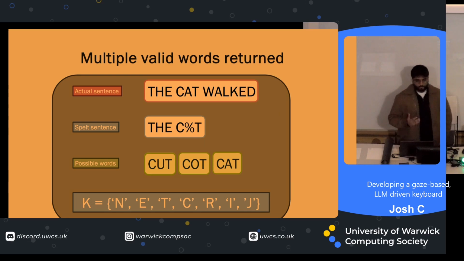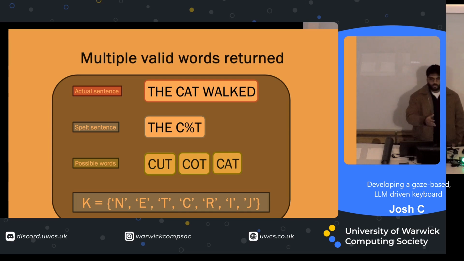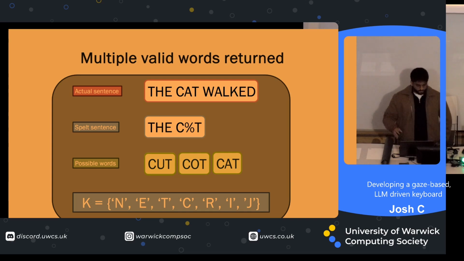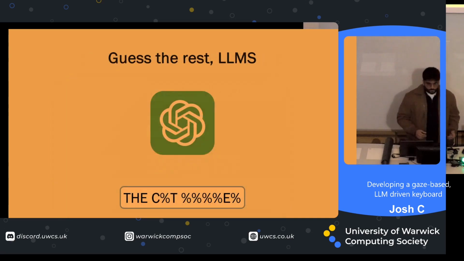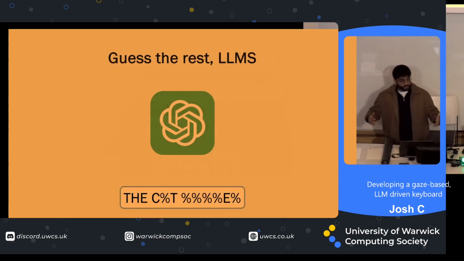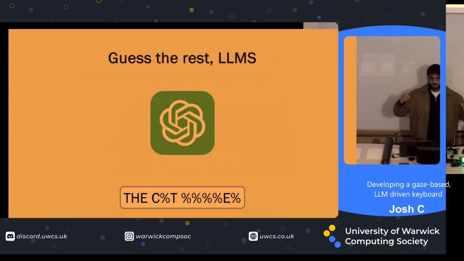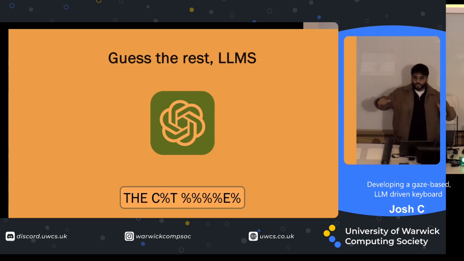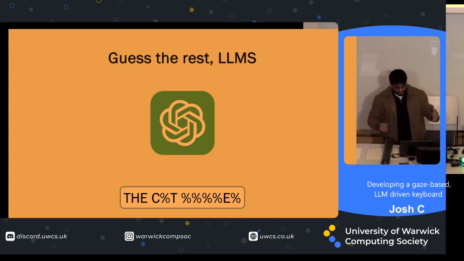Because now there's a lot of ambiguity in what the word could be. The cot could work, the cat could walk, both of those work perfectly fine. How can you discern which one is correct and which one isn't? Well, this is where a large language model comes into play, and this is where we use ChatGPT, right? So by using the entire context of the sentence and passing it over to a large language model, you can kind of get it to fill in the wildcard characters using the context of the entire sentence.